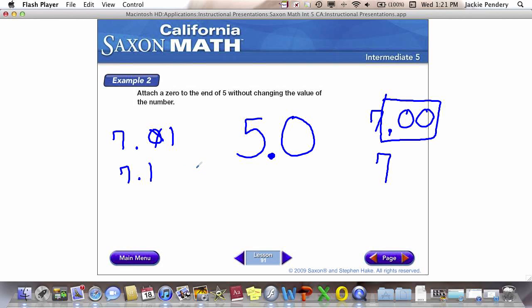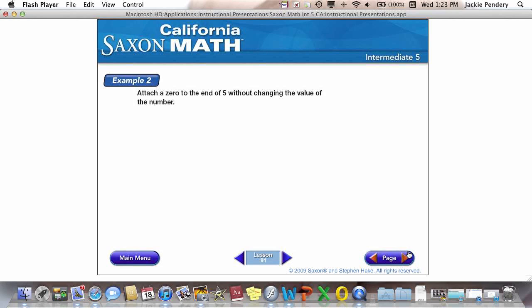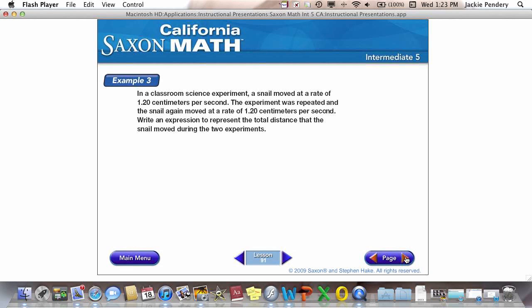All right, let's look at example 3 and look at how the distributive property plays into today's lesson. Okay, in a classroom experiment, a snail moved at a rate of 1.2 centimeters per second. Okay, not very fast. The experiment was repeated and the snail again moved at a rate of 1.2 centimeters per second. Write an expression to represent the total distance that the snail moved during the 2 experiments. Now you're going, Mrs. Pendry, it didn't tell us how long they moved or how far they moved. So we're going to use some variables.